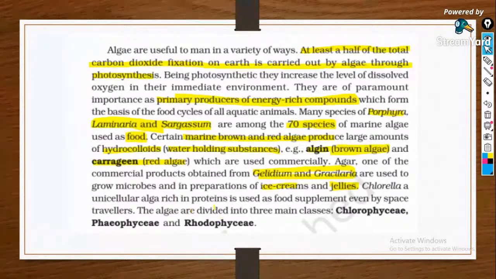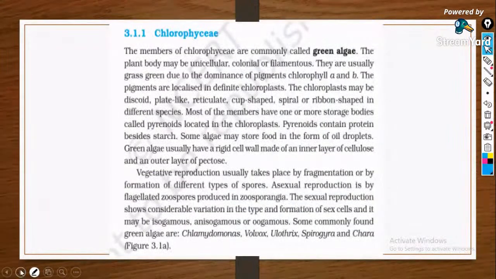Chlorella is a unicellular alga rich in proteins and used as a food supplement even by space travelers. Algae can be further divided into three main classes: Chlorophyceae, Phaeophyceae, and Rhodophyceae. Next we are going to learn in detail about all these.